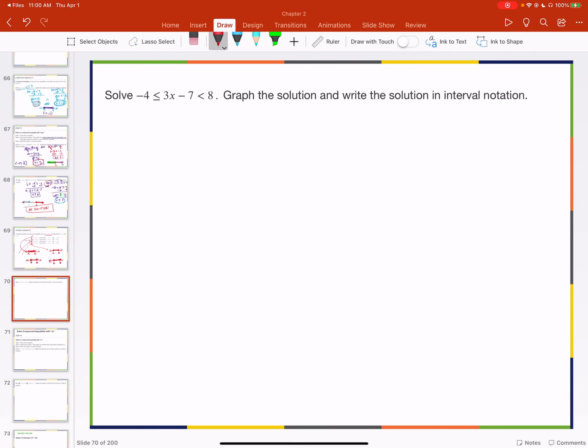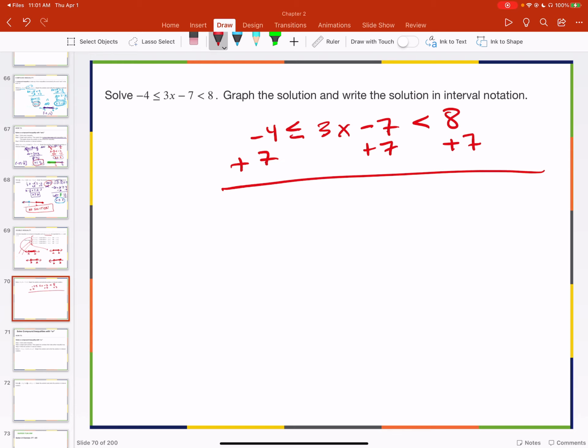We have here -4 is less than or equal to 3x minus 7 less than 8, okay? So how do we solve this? We can split it into two, or this is another way, we can just do every operation to all three sides, because notice you have three sides here. So 3x is in the center.